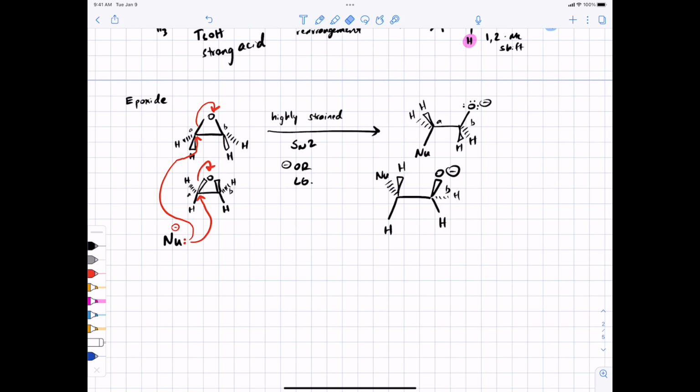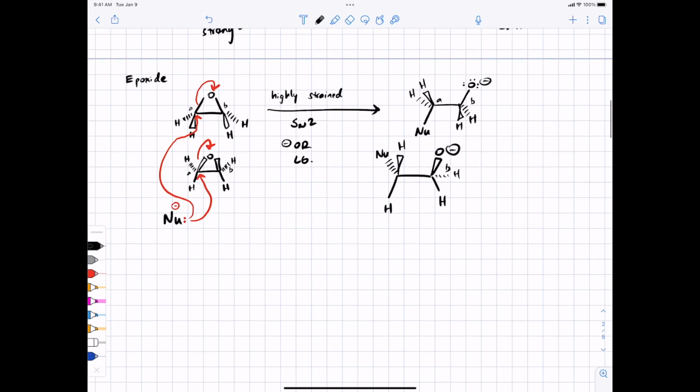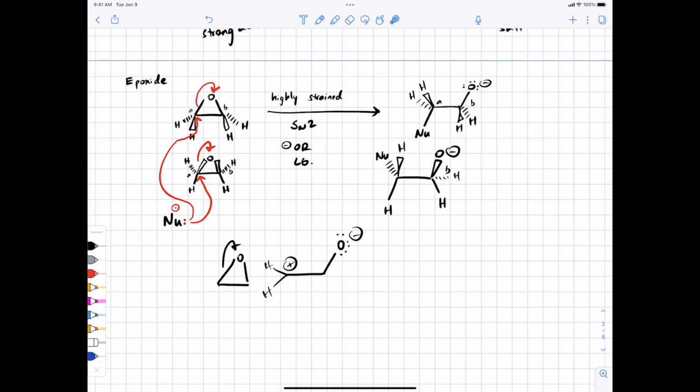Why doesn't it fall apart on its own? If it did, I guess the question is, why isn't the SN1 reaction possible here, where the epoxide simply goes like this and leaves a positive charge on this carbon? Because if it did, that negatively charged oxygen would immediately attack the empty p orbital and close up the ring. Okay, other questions?